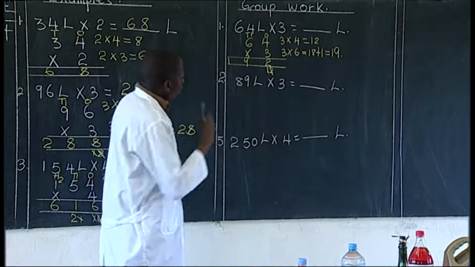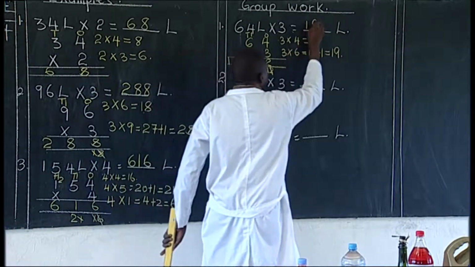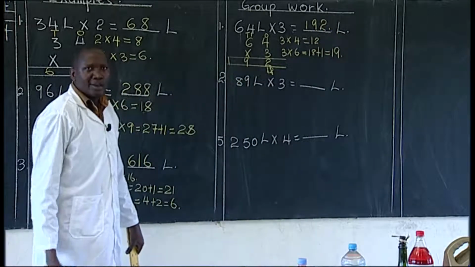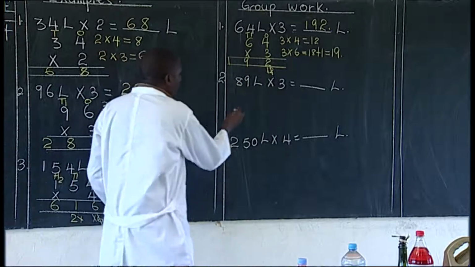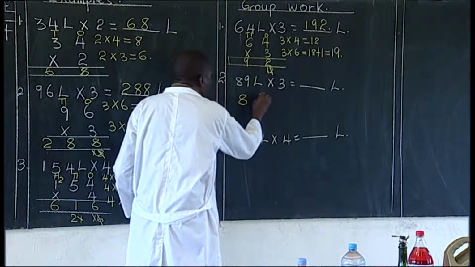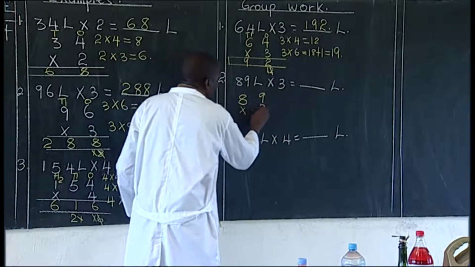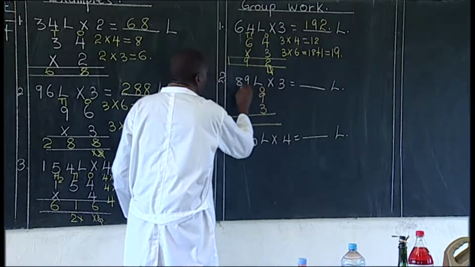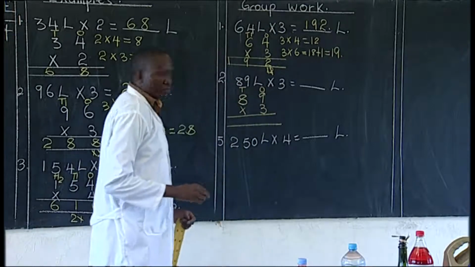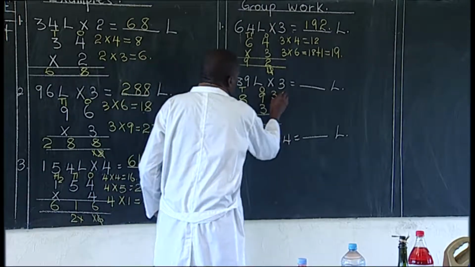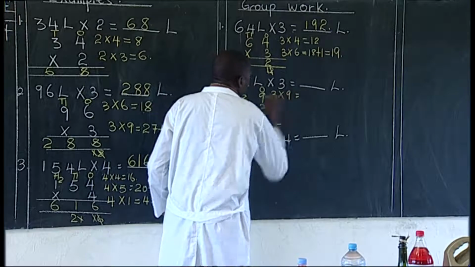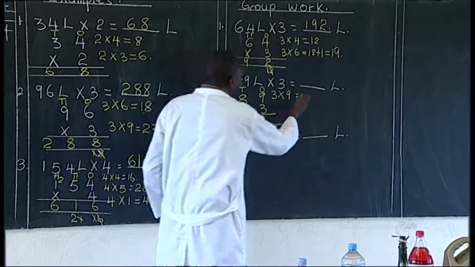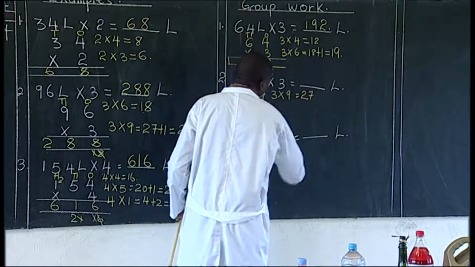So you mark 192. Good. Finished? Wonderful. Next one, we have 89 times 3. We shall underline. Name the place values. Quickly, come and say 3 times 9 equals what? Yes? 27. Good. So we have 27.